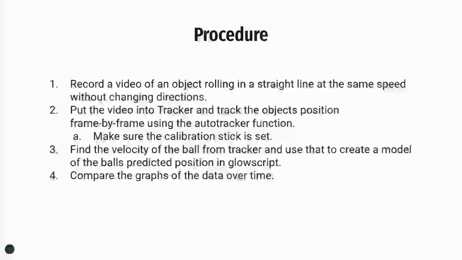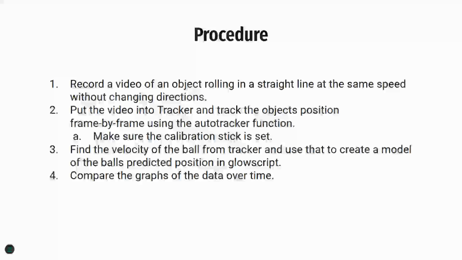So, the procedure for this lab was to record a video of an object rolling in a straight line at the same speed without changing directions. You then had to import this video into Tracker and track the object's position frame by frame using the auto tracker function. You also need to make sure that the calibration stick was set, otherwise your data would not be consistent and it would be impossible to use that data.